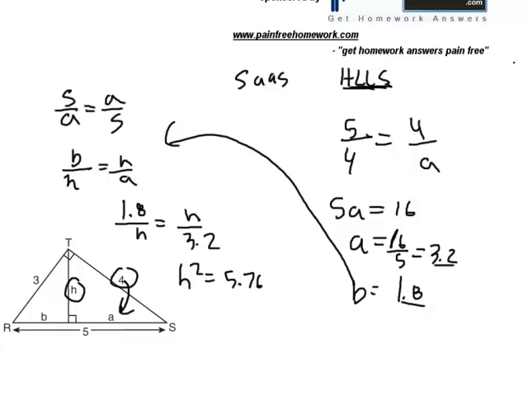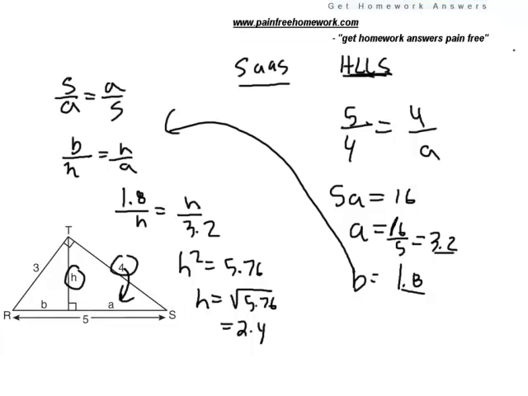Now to find h, we're just going to take the square root of 5.76. And that'll give you 2.4. So h equals the square root of 5.76, or 2.4. So as you can see, sometimes these problems can get kind of complicated. Side altitude, altitude side, and hypotenuse leg, leg side can solve, I think, pretty much any problem.